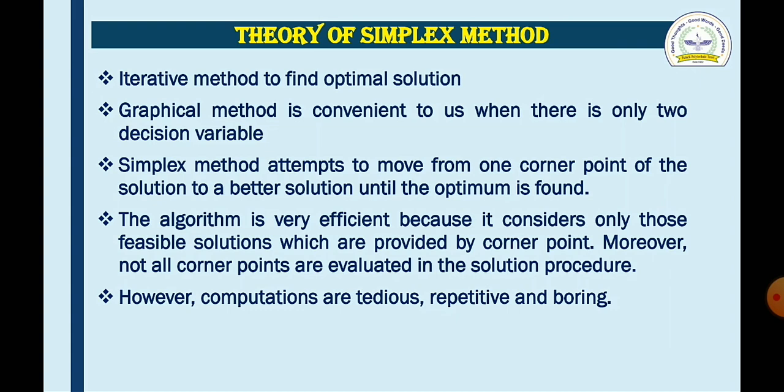The graphical method is convenient to use when there are only two decision variables, which we have already seen in the previous lecture. With the graphical method you can easily solve a linear programming problem having two decision variables. But with the help of the simplex method we can solve any linear programming problem with any number of decision variables. So that is the advantage of using the simplex method. You can deal with any number of decision variables.